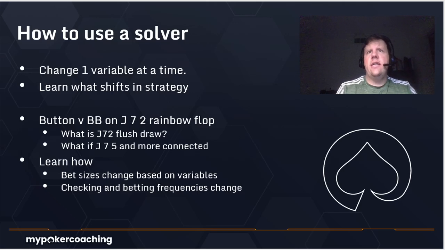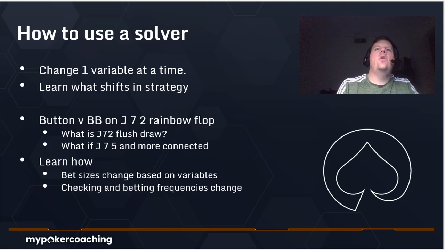You're going to notice on Jack 7 5, there's a lot more checking on the button than there is on Jack 7 deuce. That's because the big blind is going to have a lot more connectivity around the 7 and around the 5. All their 6x hands now have 3 to a straight. On Jack 7 deuce, hands like King 6, Ace 6, 9 6, 6 4 are all folding on the flop. Now on Jack 7 5, those hands are actually medium to strong draws.